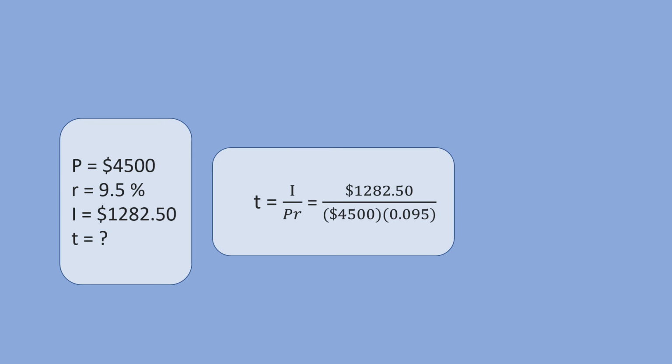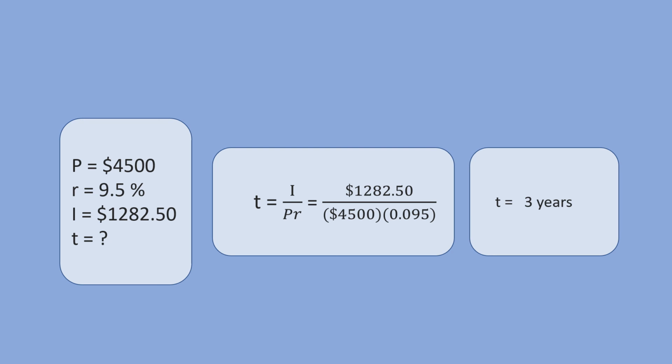So I'll just simply put in all the values that I have been given. I is equal to 1282.50, the principal amount is $4,500, and the rate was 9.5%, which I converted into decimal form. After multiplying and dividing all these numbers, I get the term as 3 years. It means that the term of the transaction was 3 years, so after 3 years, I'll have to pay back the borrowed amount of $4,500 along with the interest.